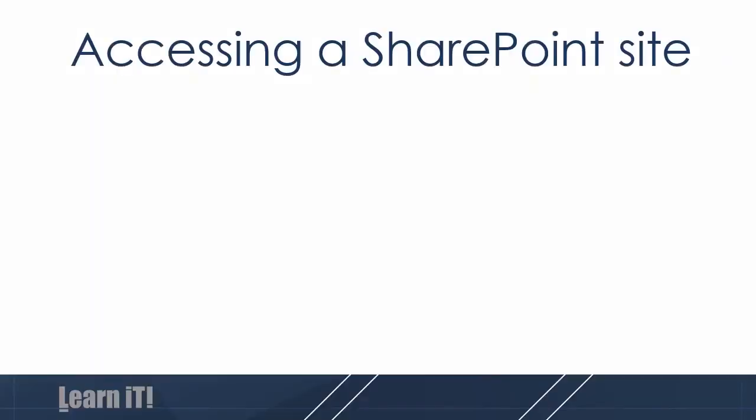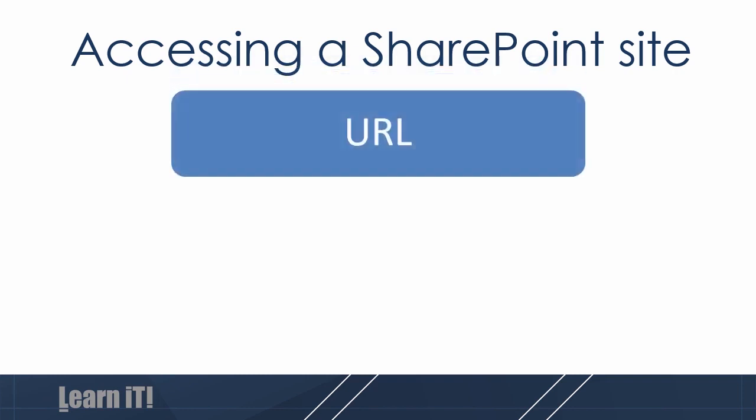So how do you access a SharePoint site? Well, right out of the gate, you're gonna need a URL. Like any website, a SharePoint site has a URL or web address associated with the site. Generally, this will be emailed to you once you've been given access to a SharePoint site, but other times it might be something that you'll click on in an intranet site.